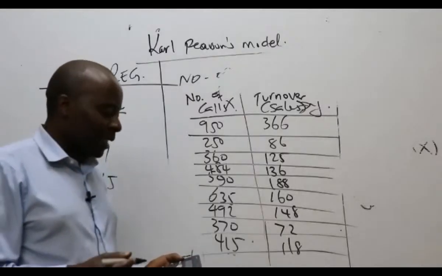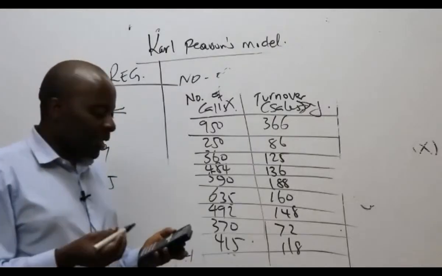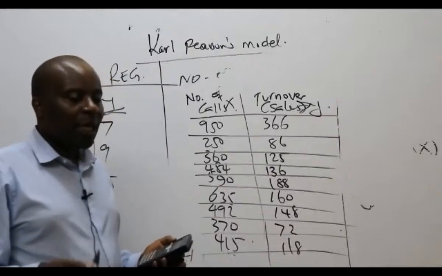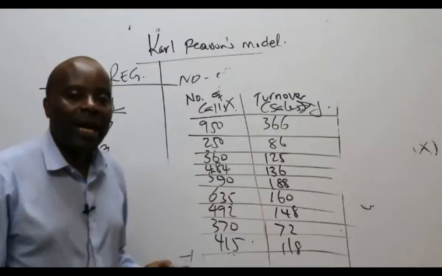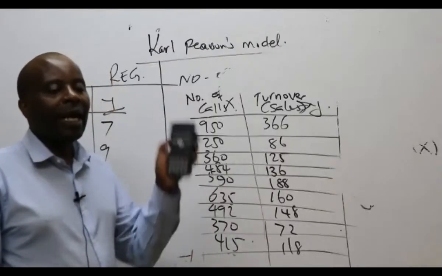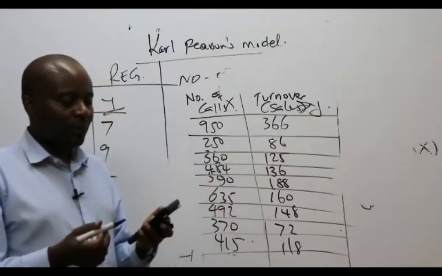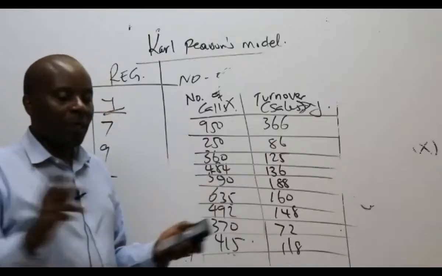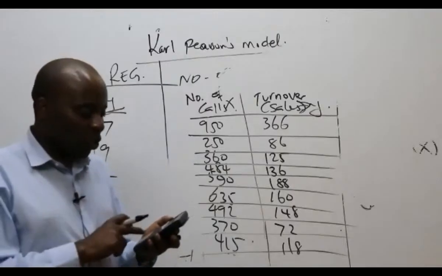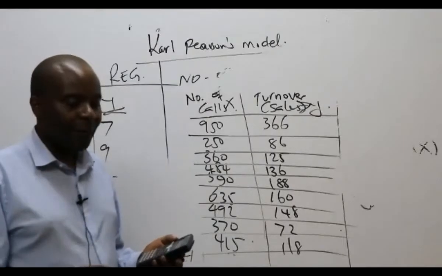Kuna kalenda ambayo inaongea Kijapanese hapo. It asks you, are you doing a linear regression, logarithmic regression, exponential regression? To us in business, we always do linear regression. Always, we don't do logarithmic. Always it's linear regression. So you say 1, because linear chini yake kuna 1.